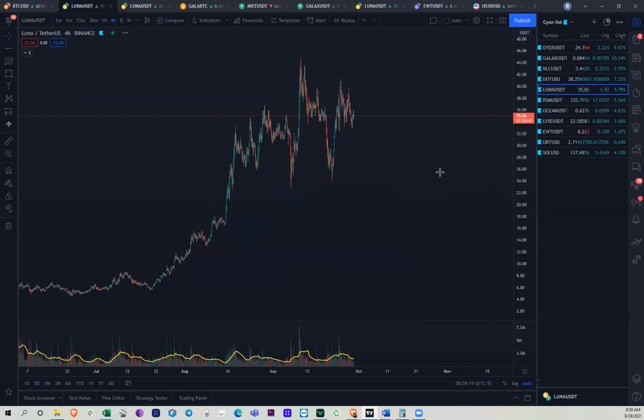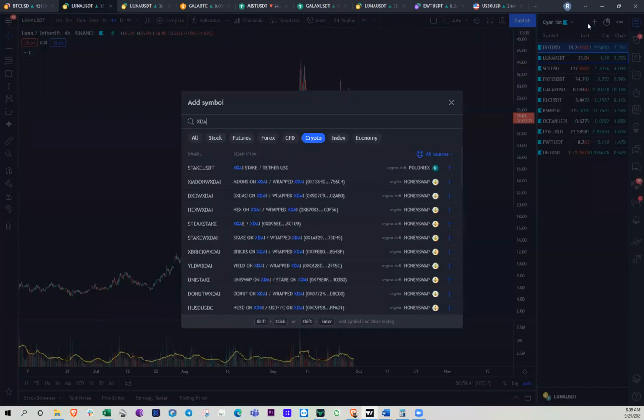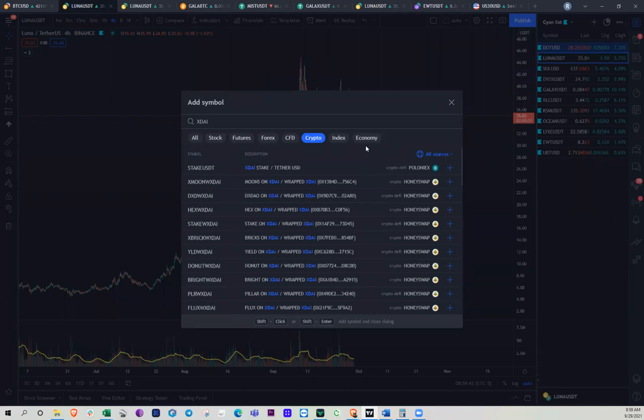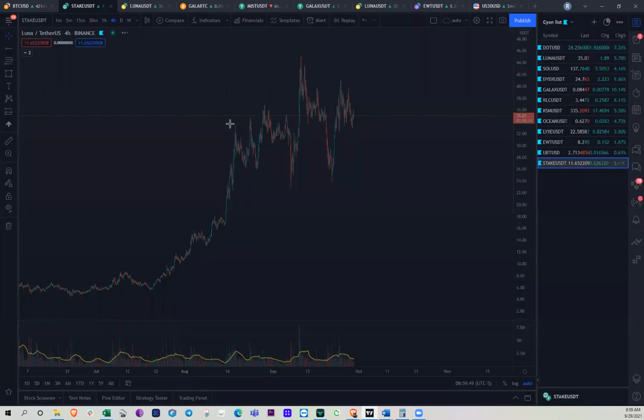And then Luna, this is another ecosystem. I'll be bringing you guys a whole bunch of different ecosystems, from Luna to Sol, Solana, Polkadot. Those are the three main ones that I'll be really focusing on. There's another two with XDAI, and I'm going to put this on here because I've been liking XDAI of late.